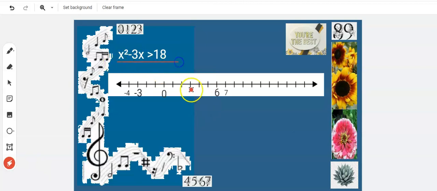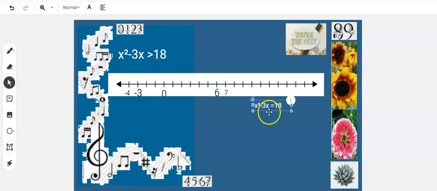So let's start with this inequality. x squared minus 3x is greater than 18. So first step, convert the greater than sign into an equal sign. So let's do that. So kopyahon lang nato ang quadratic inequality. And then let's do it here. And then ilisan ang greater than sign with equal sign.